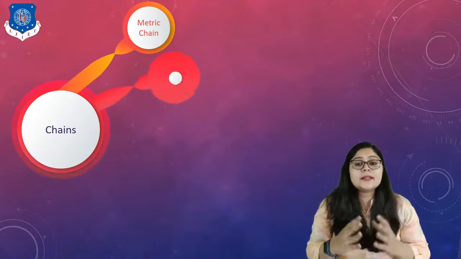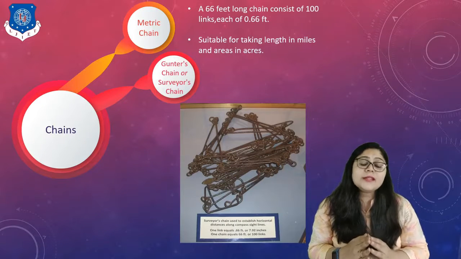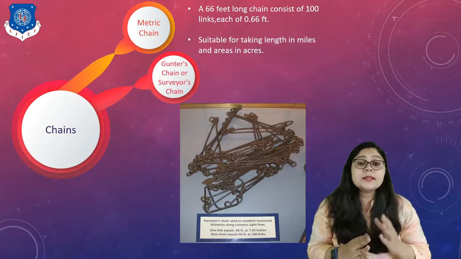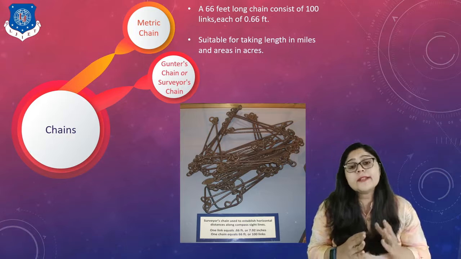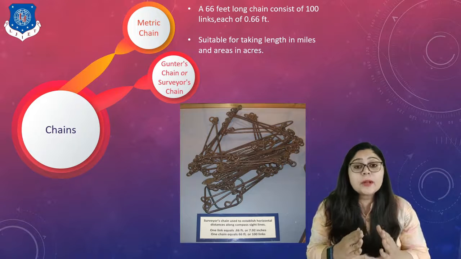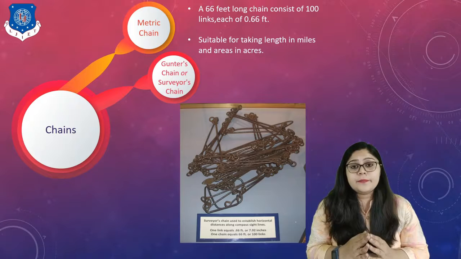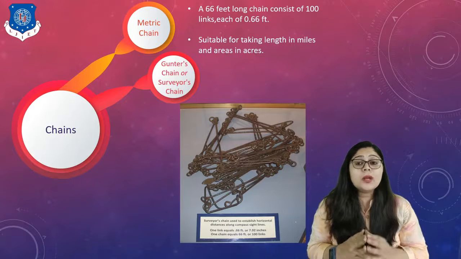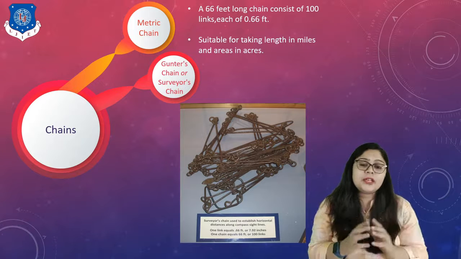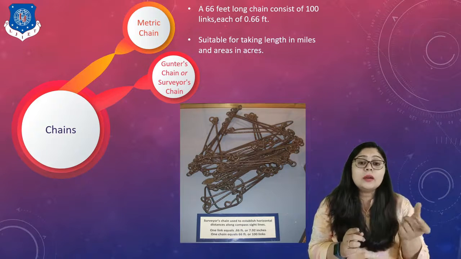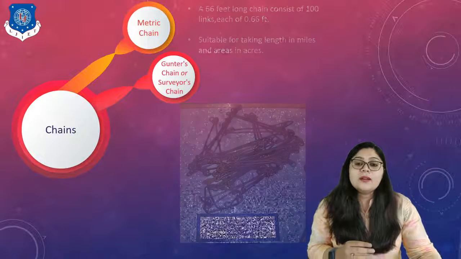Now let's discuss the second type, which is Gunter's chain or surveyor's chain. As you can see on screen, it is a 66 feet long chain consisting of 100 links each of 0.66 feet. It is suitable for taking length in miles and areas in acres. So here you can understand now that types of chain are based on the length of the chain and the units in which we are measuring the distances, right?